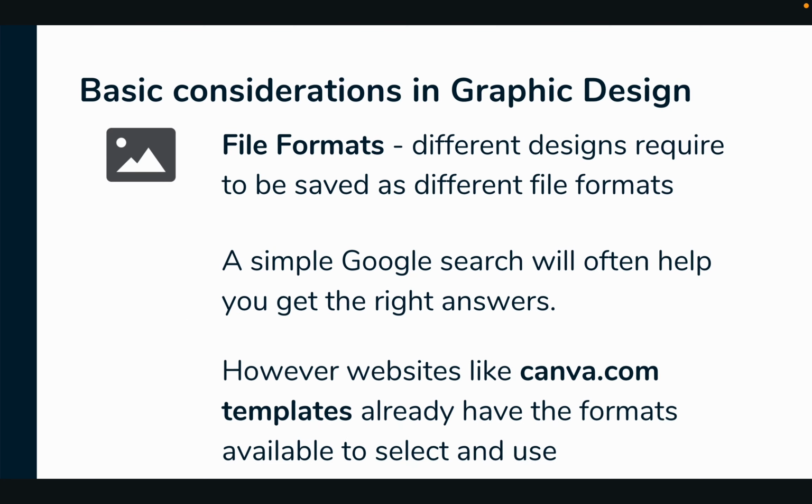Now lastly, with file formats. Different types of designs will require to be saved in different file formats. For instance, if you are designing a logo, you might want to export it as a .png file so that you can have one without the background. And if you're working on an image, you might want to export it as a JPEG file. Oftentimes, just doing a simple Google search will help you find the right answer as to what file format you should save as. However, when you're using a website like canva.com, the formats are already inbuilt to the platform, so it's easier to save as the format that you prefer. So that's a good way to get things done.